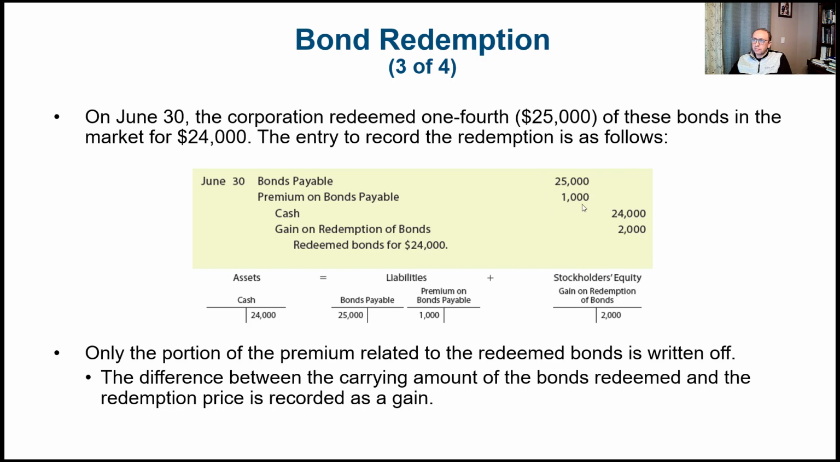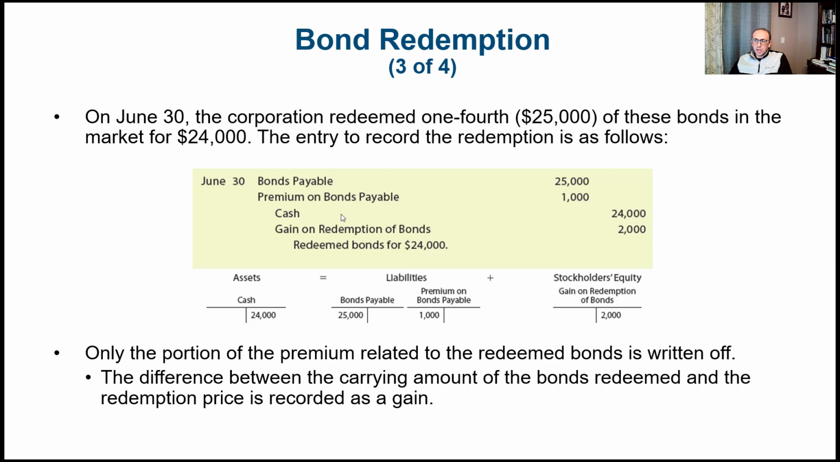So that makes a total of $26,000. So something that has a value of $26,000, we only pay $24,000. I think we did a good deal. So there's a gain on the redemption of the bond of $2,000. Gains are like revenues. They are recorded on the credit side. So now we have recorded the gain on redemption of bond for $2,000.